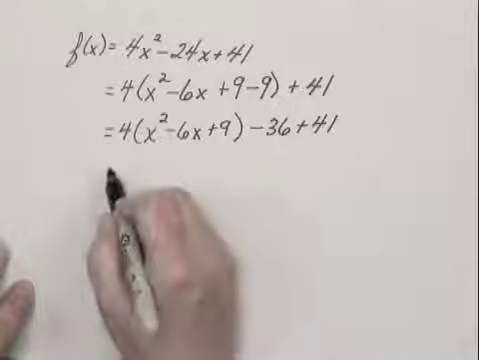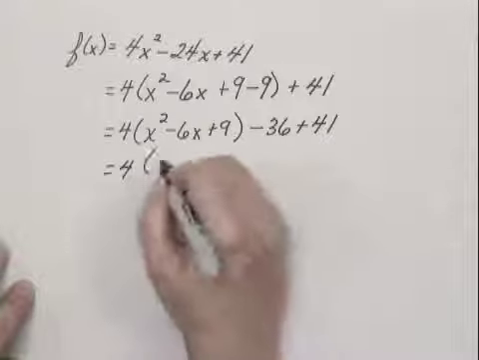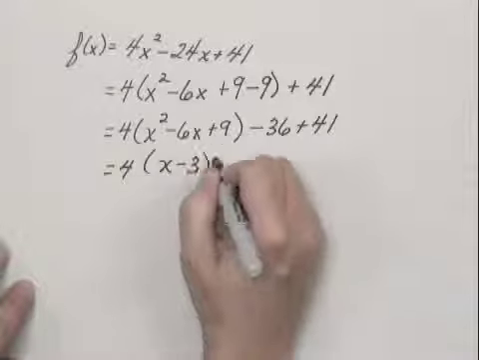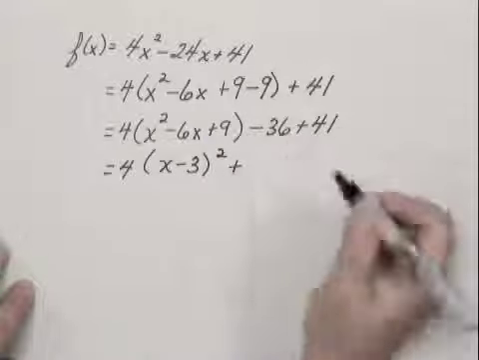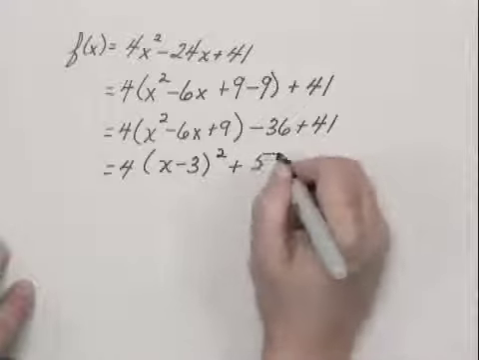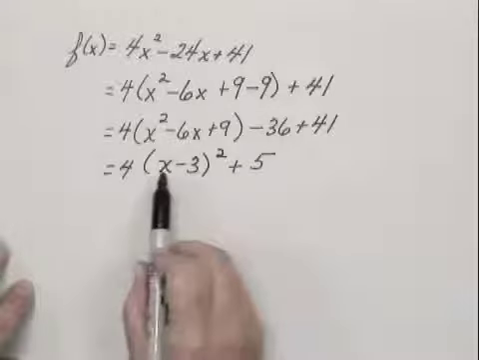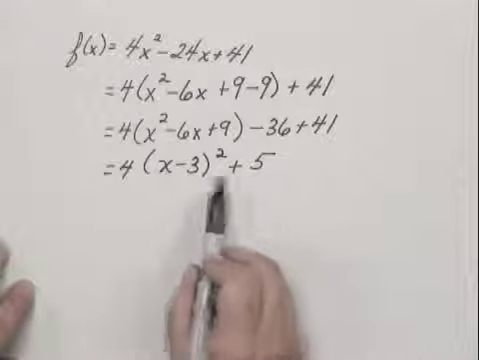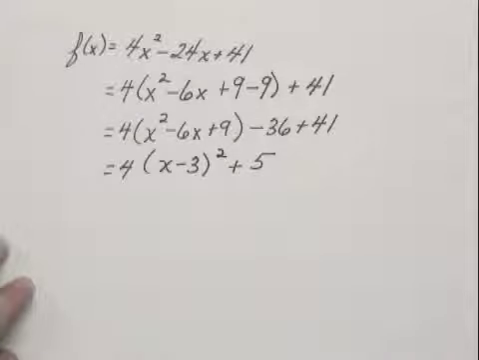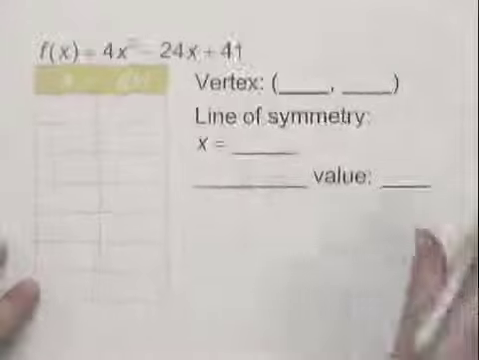At this point, I can now write it as 4 times x minus 3 squared plus negative 36 plus 41, which is 5. This is x minus h, and this is k, so h is 3 and k is 5. So the vertex is (3, 5).